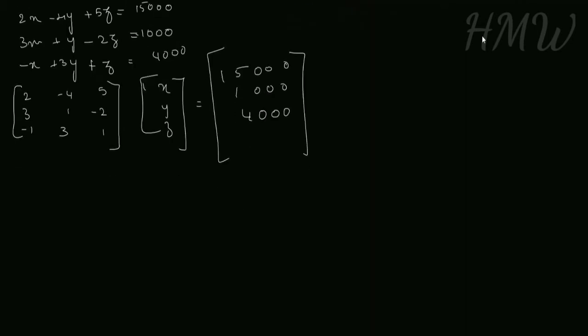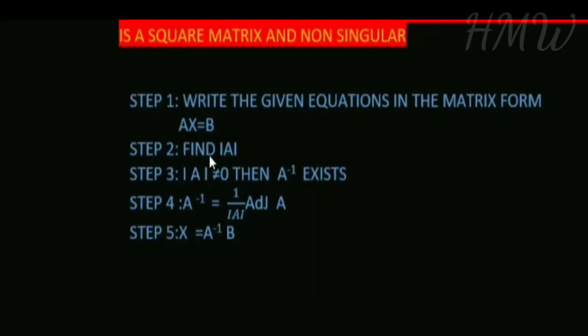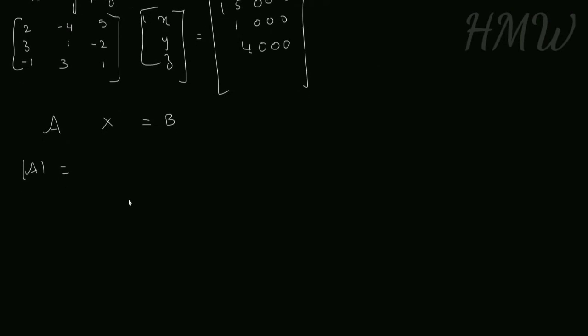So we'll write this as matrix A, this is matrix X, and this is equal to matrix B. Now we have to find the determinant of A. That is your step 2. Find the determinant of A. So how do you find the determinant of A?